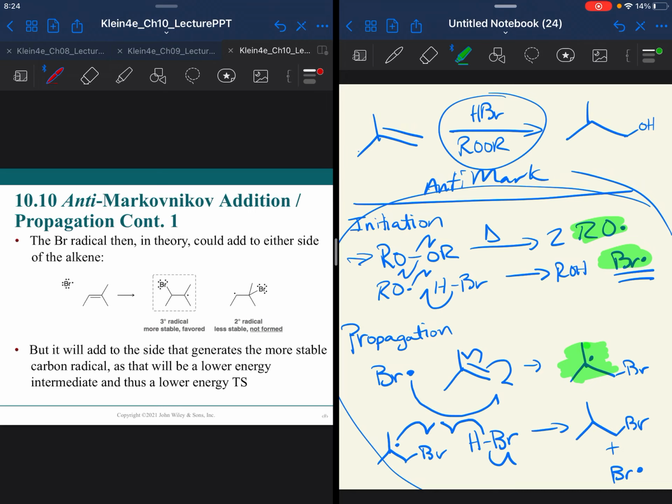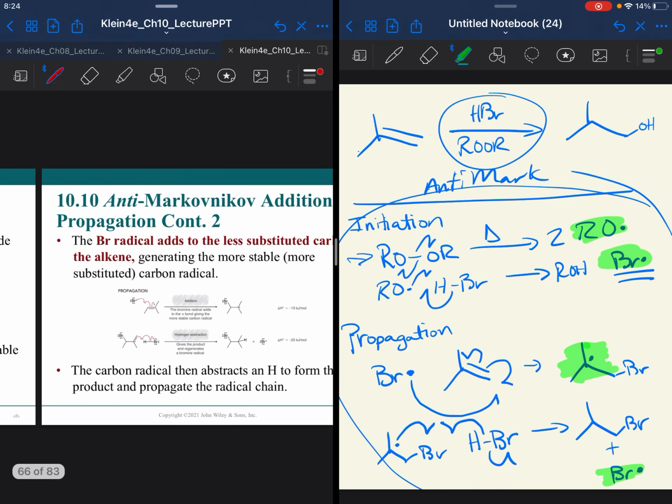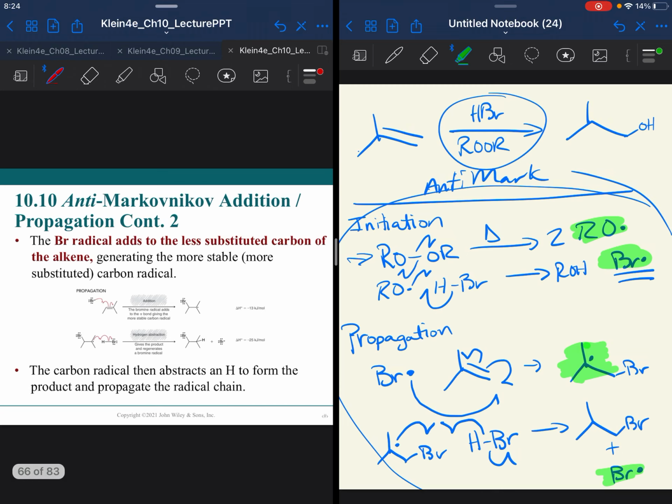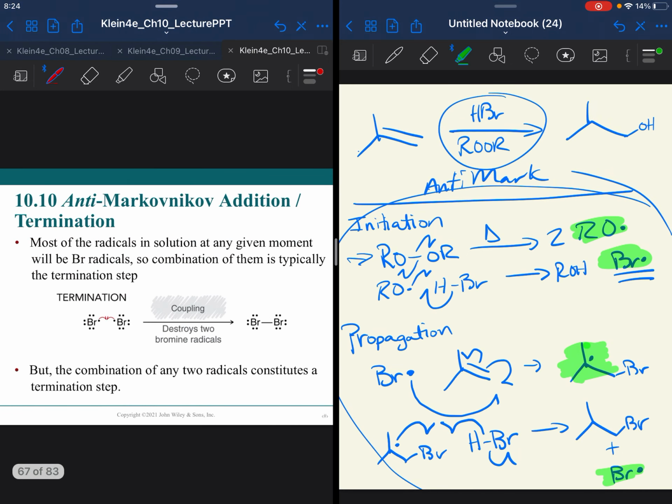However, what radical is going to be there in the greatest abundance? Well, it's going to be bromine because bromine is made in a propagation step. So the most likely termination step is going to be this coupling, right? Most of the radicals in the solution at any given time would be bromine.